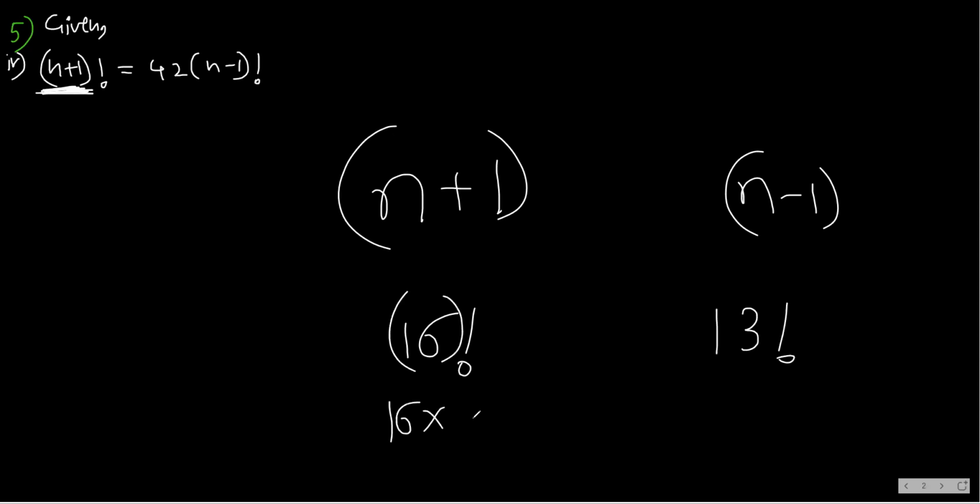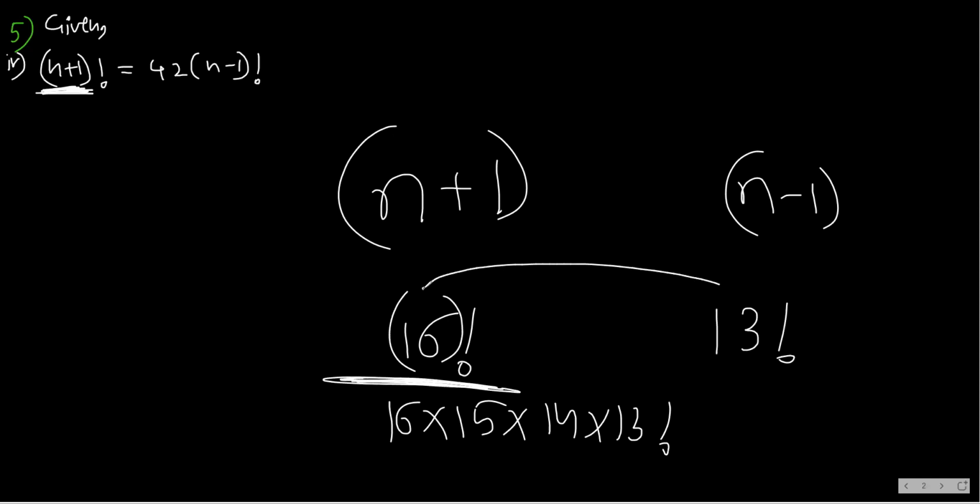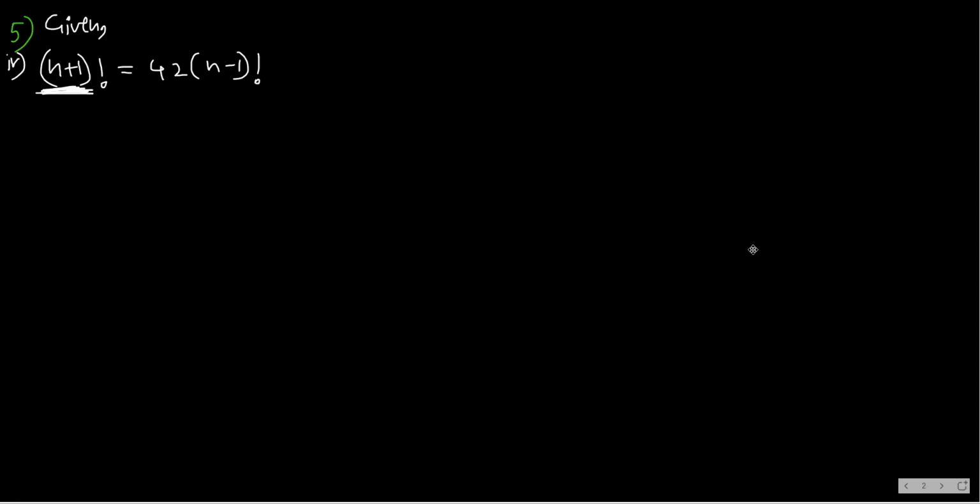So you'll write 16 into 15 into 14 into 13 factorial. That is what you do. The bigger number factorial, you will take it up to the smaller number factorial. So here we begin. See here what I write.